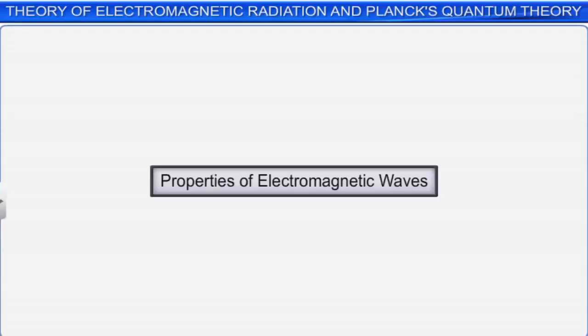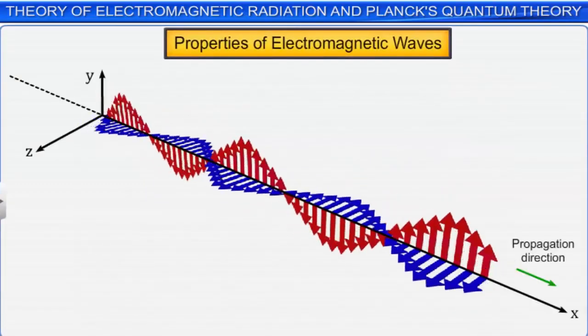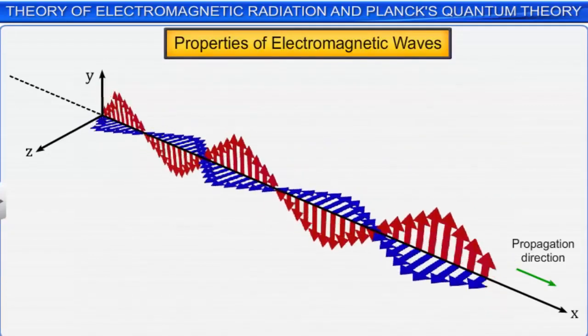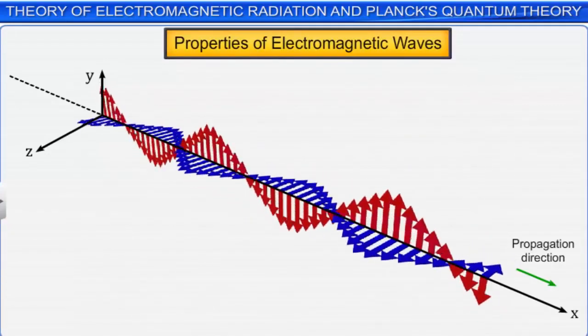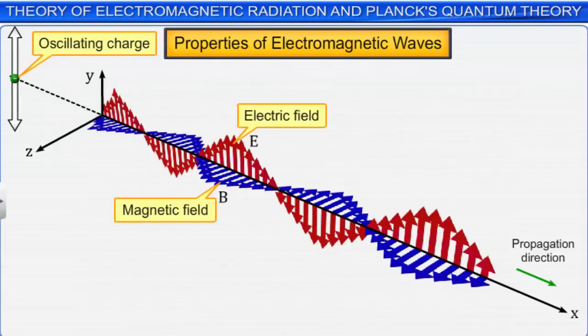Now, let's look at certain key properties of electromagnetic waves. Electromagnetic radiation, as shown, is a form of energy that consists of alternating electrical and magnetic fields produced by oscillating charged particles, which are perpendicular to each other and perpendicular to the direction of propagation of radiation.